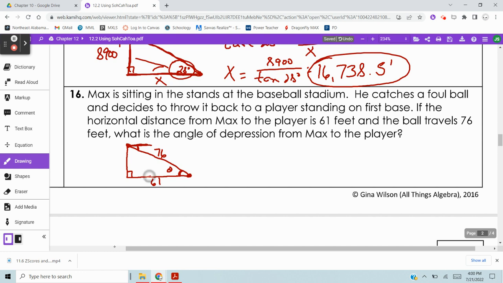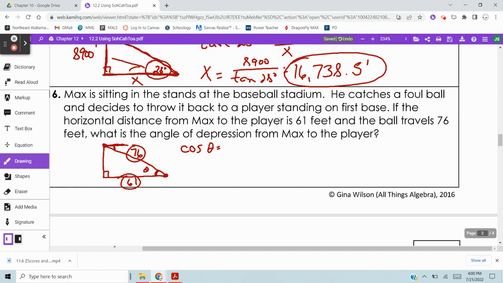So we're dealing with an adjacent and a hypotenuse, so that'd be a cosine problem. The cosine of this angle that we're looking for is equal to adjacent over hypotenuse. In order to find an angle, we're going to move the cosine over, so theta will equal the inverse cosine of 61 over 76, which is going to give us a value of 36.6 degrees.